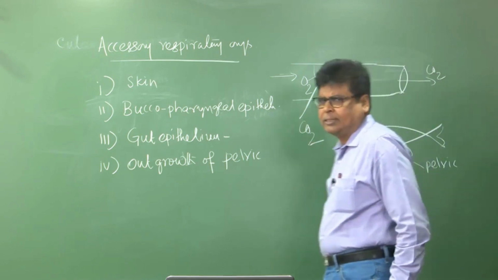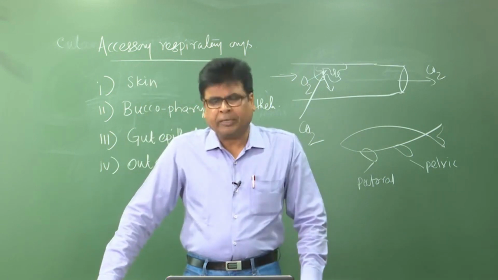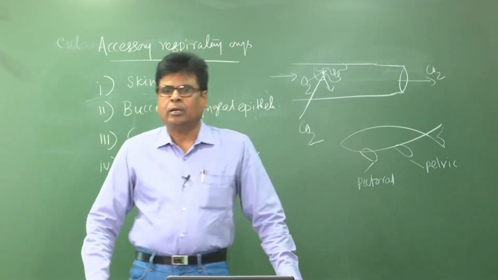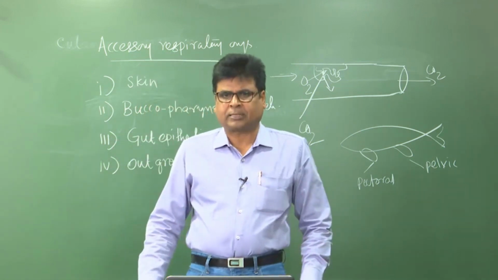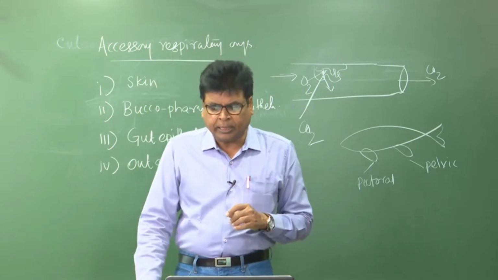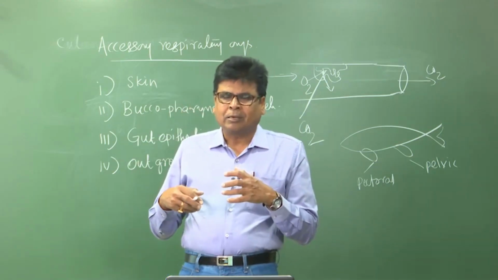So what happens in these fishes? The pelvic fin has some outgrowths rich in blood capillaries and provides the surface for gaseous exchange. In the American lungfish, for example Lepidosiren, during the breeding season, the pelvic fins of the male become enlarged and grow filamentous vascular outgrowths, which provide fresh oxygen to the guarded eggs. Okay, so this is also one type of device for parental care.